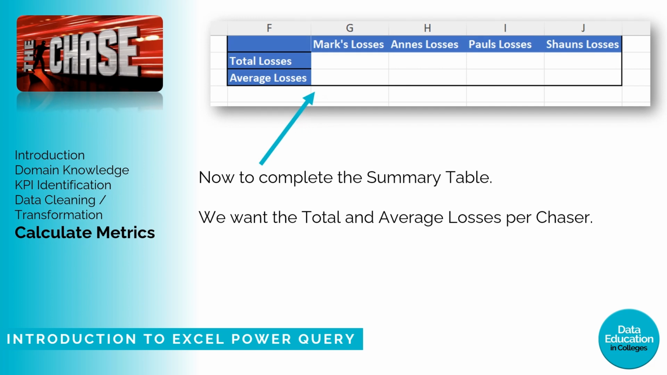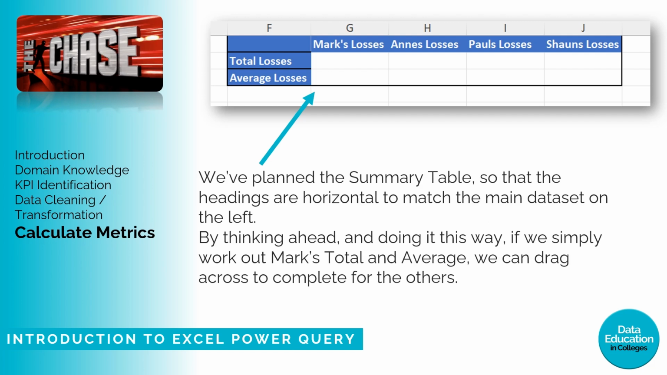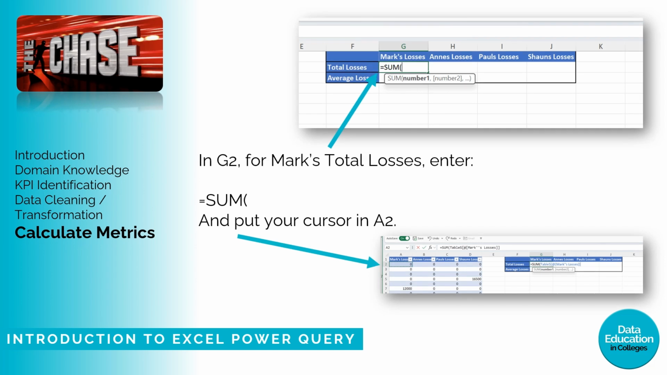Now the little summary table. We want total and average losses per chaser. But as with before, we'll work out Mark and then just drag across. But we've thought ahead, or I have. Plan the summary table so it matches your original data. That way, as we fill in Mark, we can just drag across for the other 3. So in G2 for Mark's losses, enter equals sum, open your bracket and put your cursor in A2.